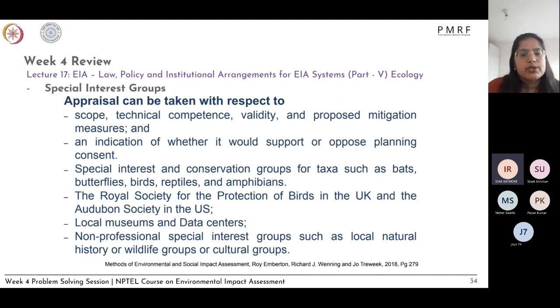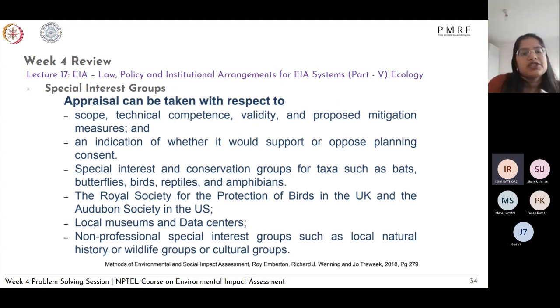So, for example, the Royal Society for the Protection of Birds in the UK and the Audubon Society in the US. So, these are special interest groups which have specific targets or specific interests that they want to protect. And things like the local museums and data centers and non-professional special interest groups such as local natural history or wildlife groups or cultural groups which meet up, the bird observing groups, all of those come as special interest groups.